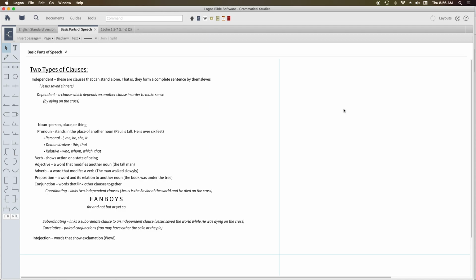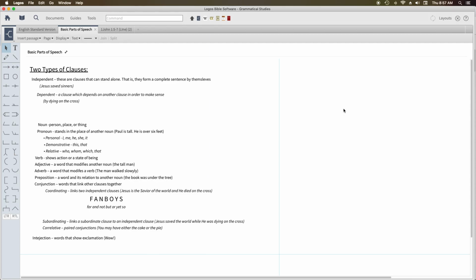Independent clauses are clauses that can make a complete sentence by themselves. So when you hear somebody say they stand alone, what they're talking about is that independent clauses can make a complete sentence by themselves. So if we're talking and I say, Jesus saves sinners, that is a complete sentence in and of itself. It needs no further explanation for you to understand what I'm talking about.